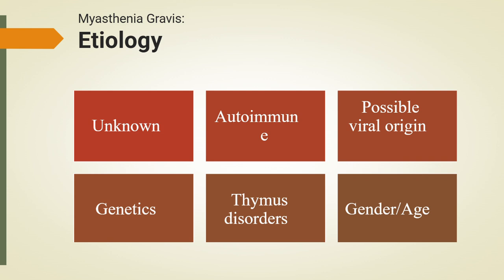Another factor is genetic susceptibility, although myasthenia gravis itself is not directly inherited. Having a family member with an autoimmune disease slightly increases the chance of developing myasthenia gravis.